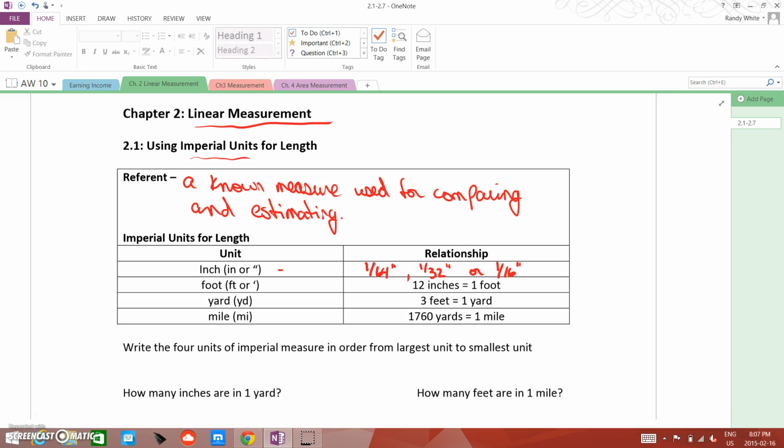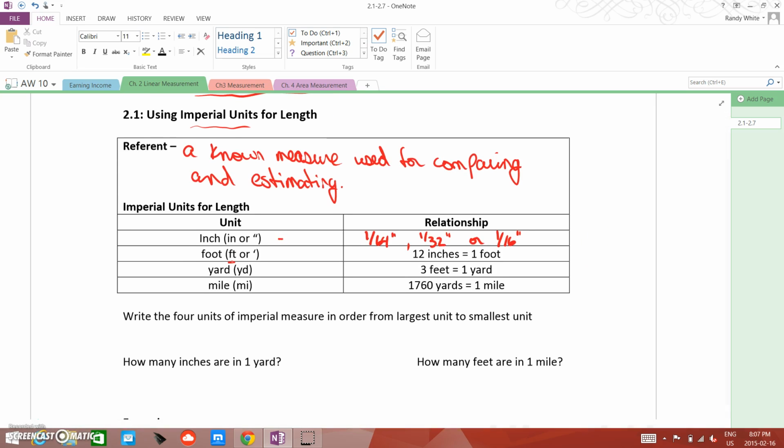Now a foot, usually written as ft, or they use the apostrophe. It is 12 inches. So it's the next size up. Then after a foot comes a yard, where the symbol for yard is YD, and 3 feet make up 1 yard. And then after a yard comes a mile, represented by MI, and 1 mile is 1,760 yards. We need to know that information when we're doing these questions.